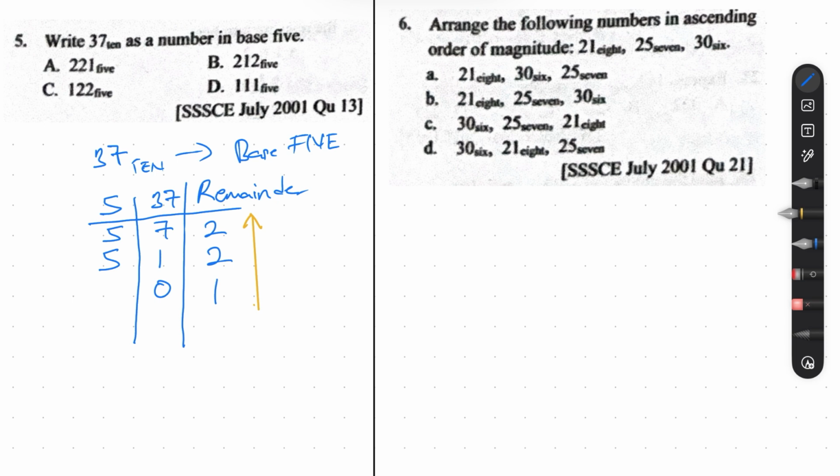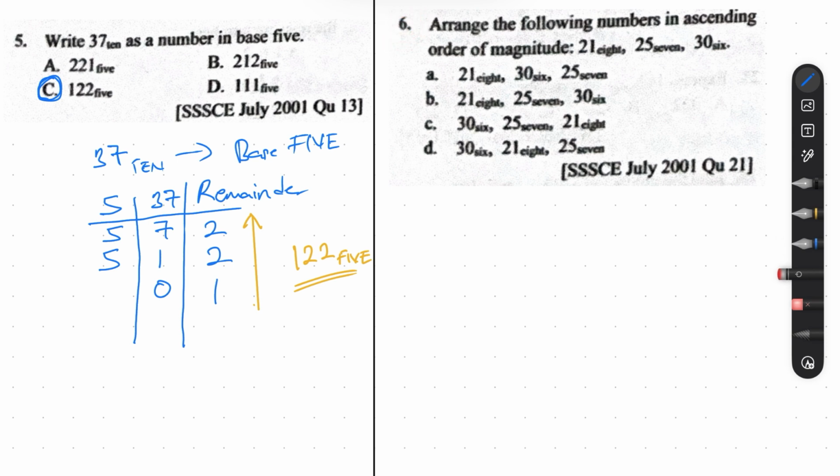So our answer is 1, 2, 2 base 5. So that's our answer. 1, 2, 2 base 5, which is C. Cool. Let's go to question number 6.